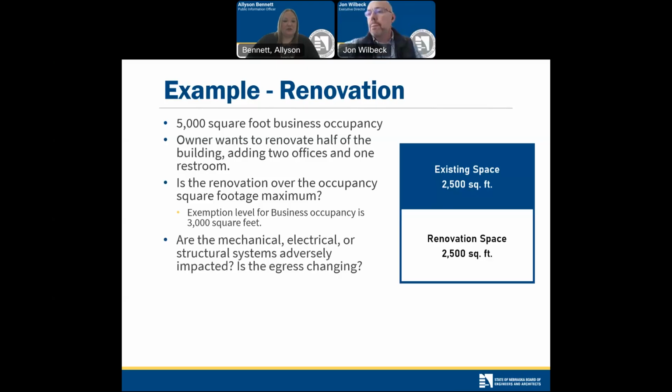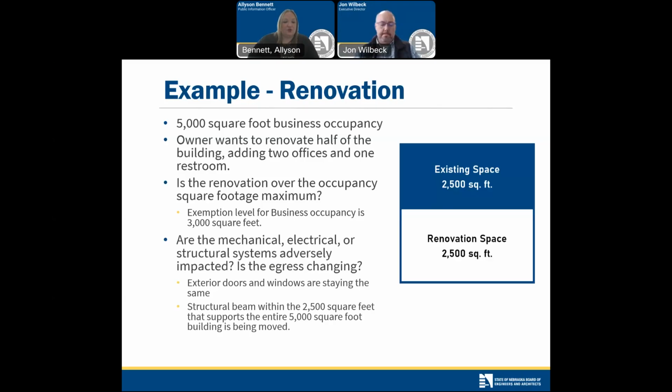And then second, we look at, are the mechanical, electrical, or structural systems adversely impacted, or are we changing egress? So what we know is the exterior doors and windows are going to stay the same. And the structural beam within the 2,500 square feet that supports the entirety of the 5,000 square foot building is going to be moved. So since we are wanting to move that beam, we're adversely impacting the structure of the whole building. As a result, licensees may now need to be involved. Exterior doors and windows not being changed means egress is minimally impacted, but moving that structural beam is now impacting the structure of that building, and licensees may need to be involved.